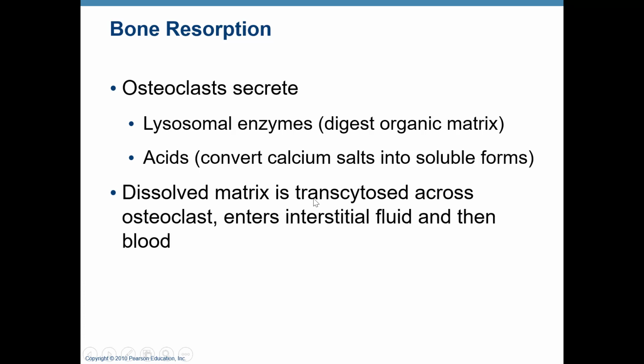So here, as these cells break the matrix down in bone, the calcium and phosphorus will travel across the cells and eventually enter the fluid called interstitial fluid, which is found between your blood vessels and tissues, and then eventually it will enter your bloodstream.